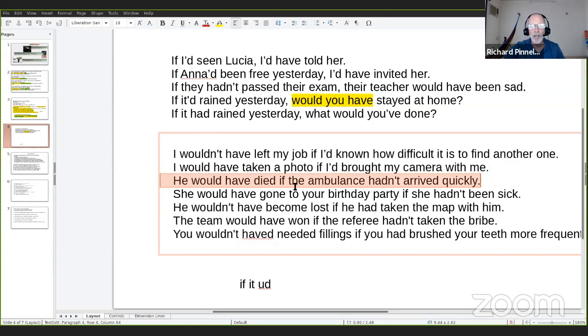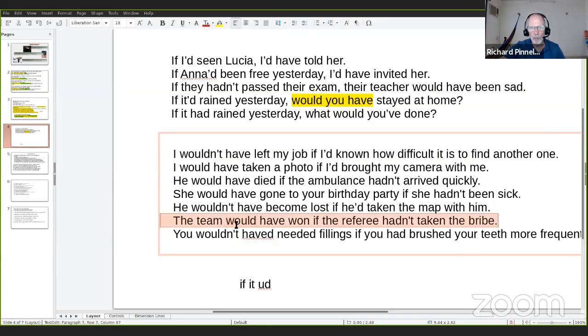He would have died if the ambulance hadn't arrived quickly. She would have gone to your birthday party if she hadn't been sick. He wouldn't have become lost if he'd taken a map with him.